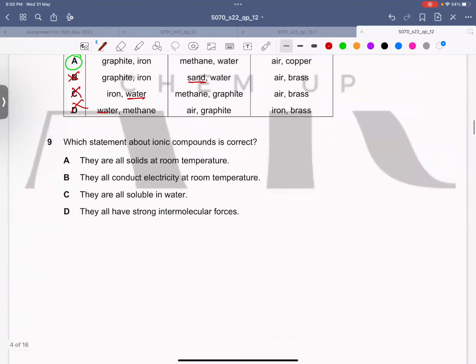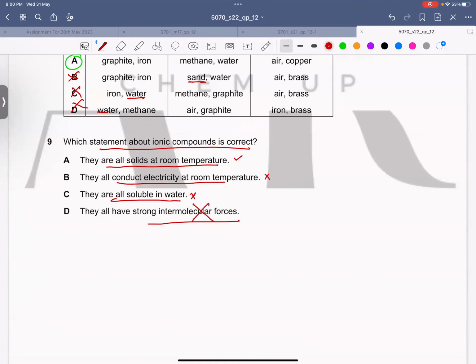Now question number 9. Which statement about ionic compounds is correct? They are all solid at room temperature. Yes, all ionic compounds. They all conduct electricity at room temperature. No. It depends whether they are aqueous or molten, otherwise not. And at room temperature, they are not molten. They are all soluble in water, not. Some of them are insoluble. They all have strong intermolecular forces, that is completely wrong for an ionic compound, because intermolecular forces exist between molecules, and ionic compounds do not have molecules. So, question number 9, A is the correct answer.